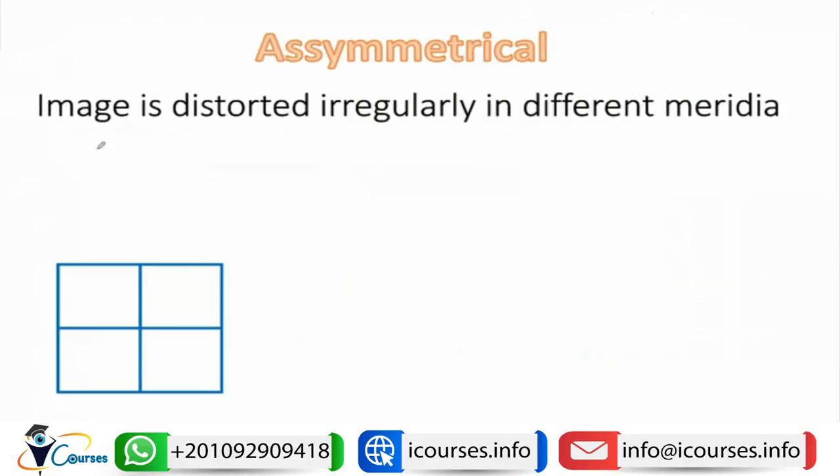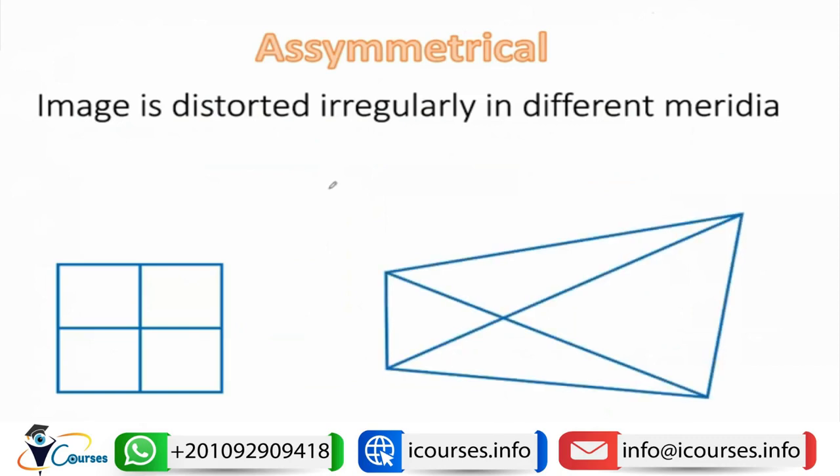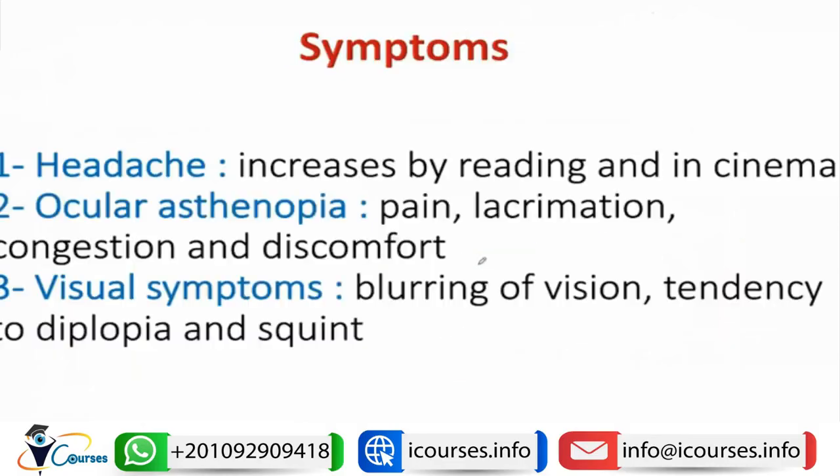Or it could be asymmetrical, so the image will be distorted irregularly in different meridians like this. So there will be an irregular enlargement or irregularly small image in different meridians. So here is what's called aniseikonia, symmetrical and asymmetrical.